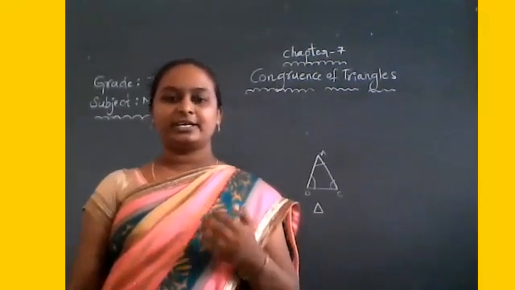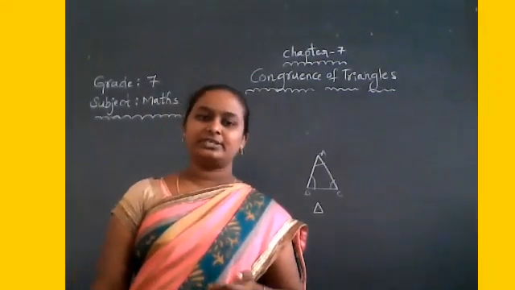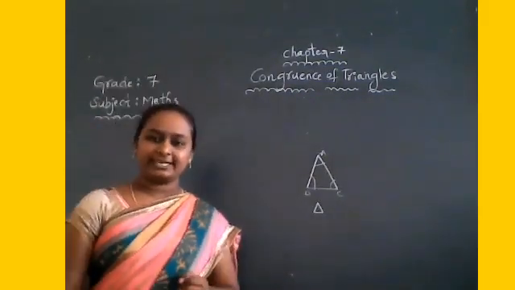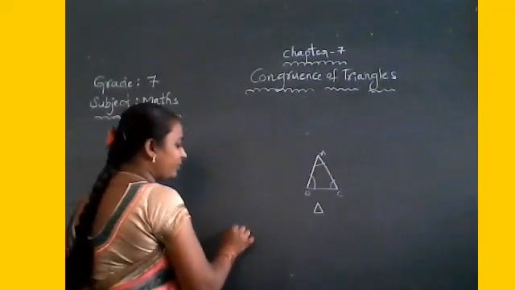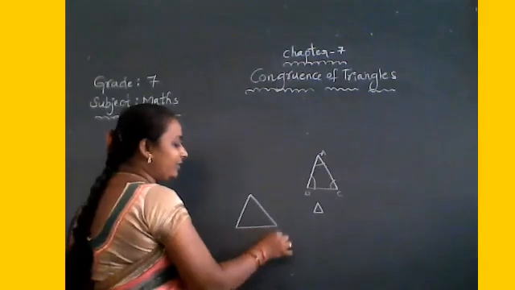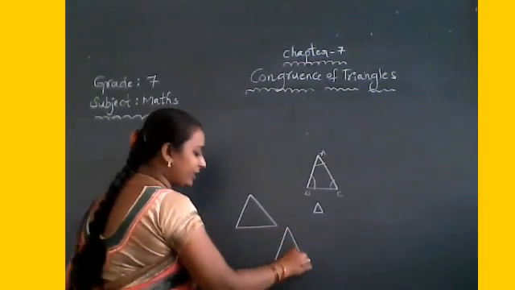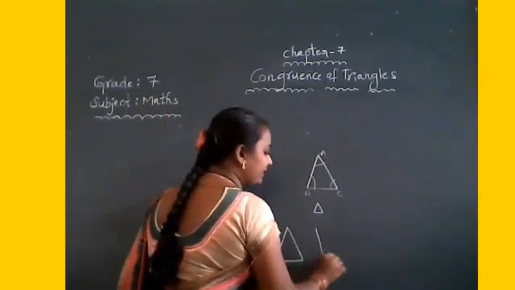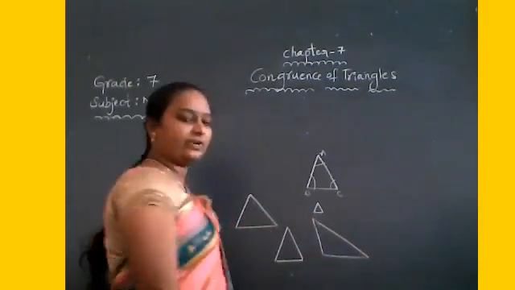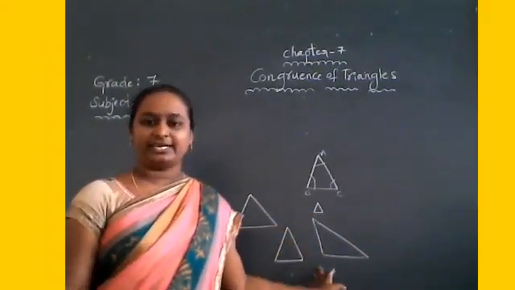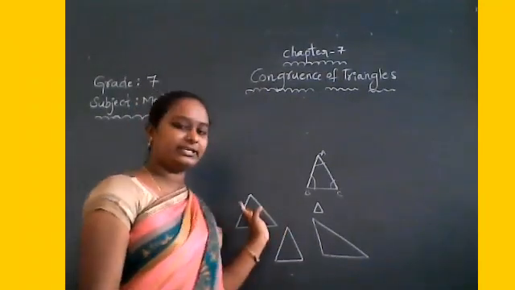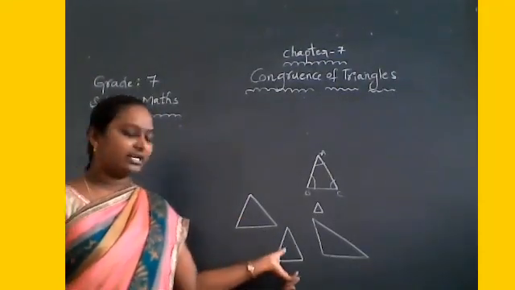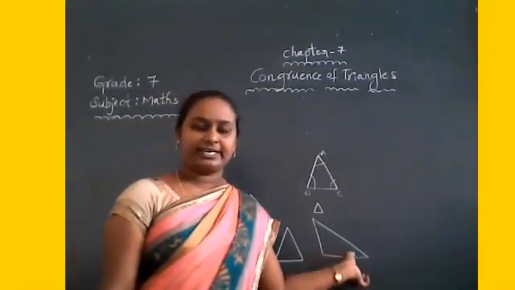The triangles are classified. Based on the sides, triangles are classified into how many types? Three types. What is that? Equilateral triangle. Equilateral triangle means all the sides are equal. If two sides are equal, such a triangle is called an isosceles triangle. If the sides are different, such triangles are called scalene triangles. So based on the sides, triangles are classified into three types: equilateral triangle, isosceles triangle, scalene triangle.